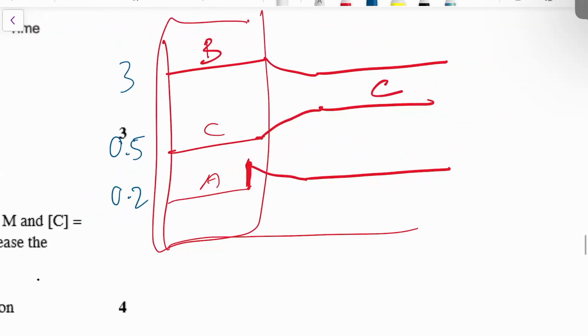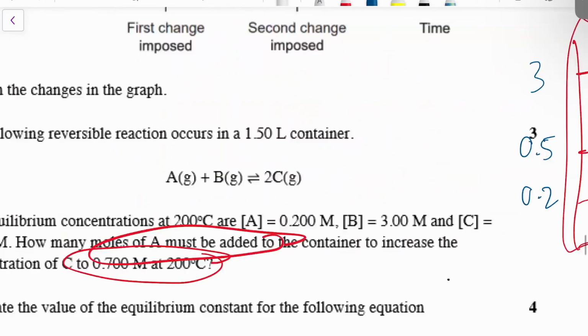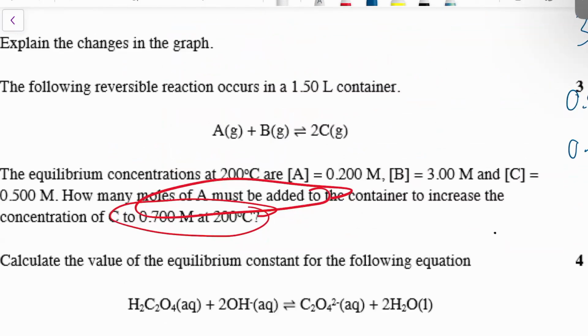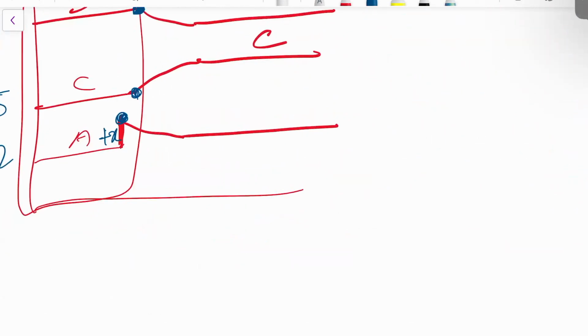When you set up your ice table, notice how the immediate change was only on A and not on B and C. So the initial concentrations of B and C will be the same, but your initial concentration of A is going to be the 0.2 plus whatever you have to add. So how many moles of A must we add is not going to be in the C column of your ice table. It's going to be in the I column. Because when we talk about change in an ice table, we're talking about this gap.